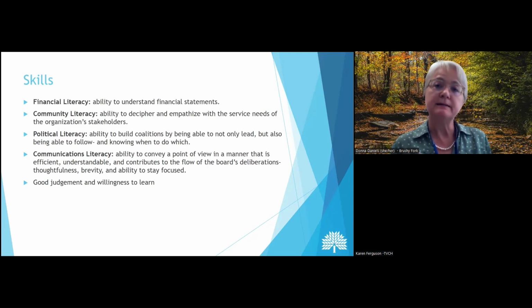They need to have the ability to build the coalitions that are needed to serve as a good ambassador, not only being able to lead, but also being able to follow and knowing when to do which. How do we make connections outside the board? How do we bring stakeholders in at the right time? So that kind of political literacy.